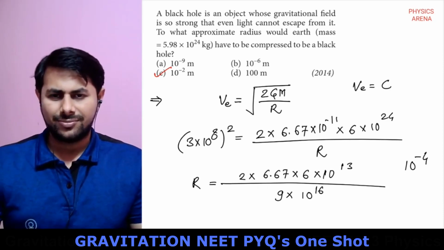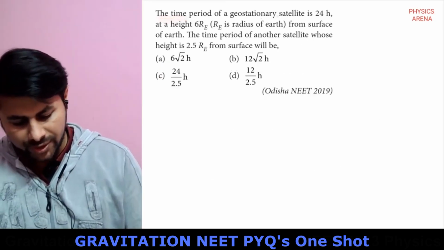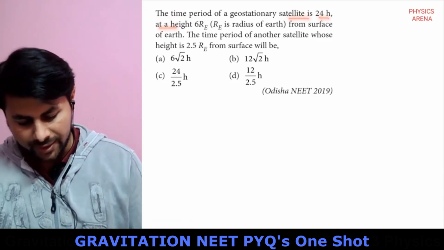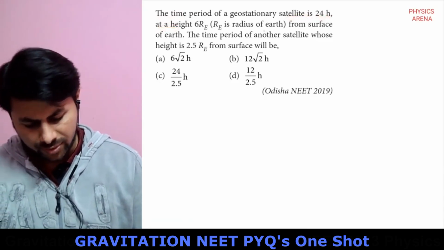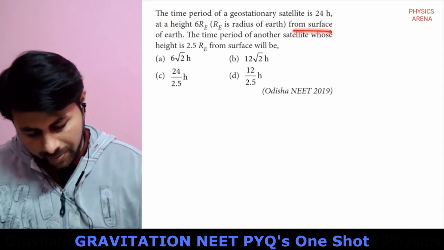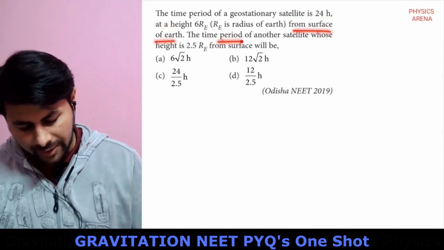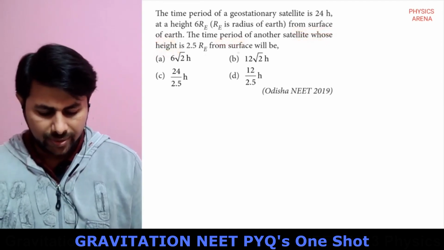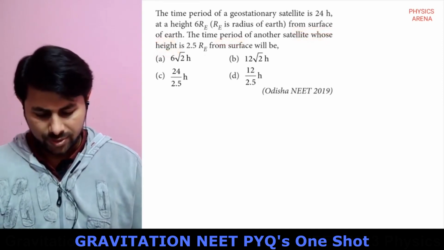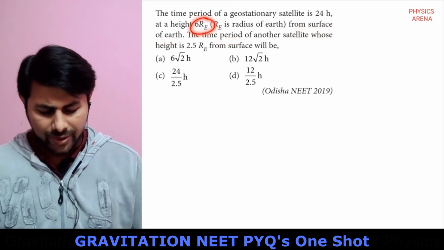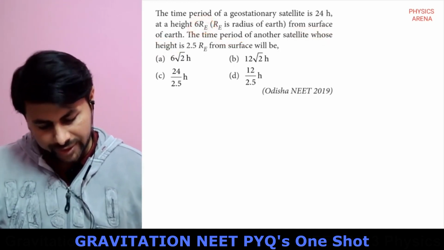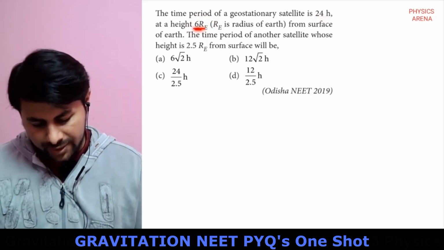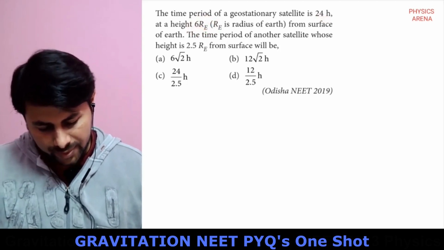Okay. The time period of a geostationary satellite is 24 hours, at a height of 6 RE from the surface of Earth, where RE is the radius of Earth. The time period of another satellite whose height is 2.5 RE from the surface will be? So they have given that the time period of the geostationary satellite is 24 hours, we know that, and its height is 6 times RE.